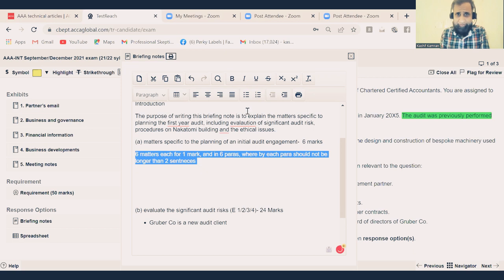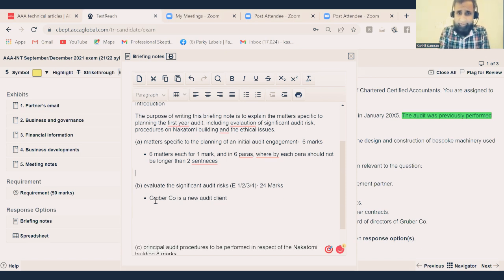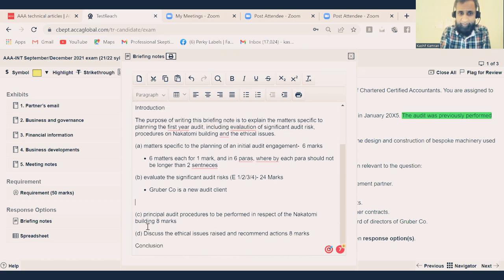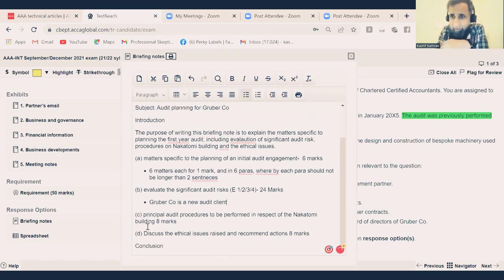You need to write the answer for the 6 marks. I hope you can do justice writing the answer for 6 marks. I am not wasting time in this critical session in writing the answer for miscellaneous areas. I need to focus on more critical areas like evaluate the significant audit risk. Is everyone ready for the second part? Evaluate the significant risk.